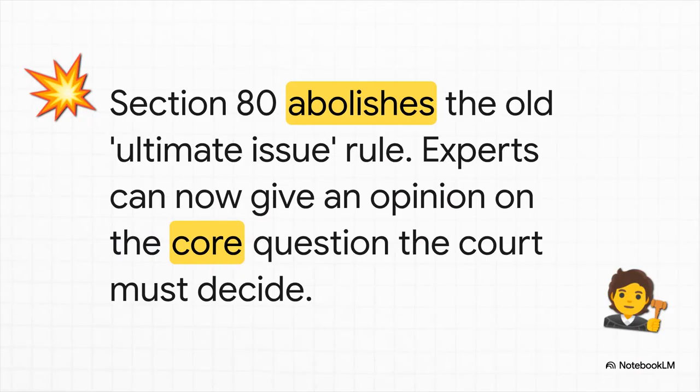The Commonwealth Act also does a lot to modernize the law on expert opinion, and in a really significant way. Section 80 completely abolishes that old, frustrating ultimate issue rule. What this means is your expert can now give an opinion on the very question the judge or jury has to decide, like, for example, whether a person was negligent. This is a massive, massive departure from the common law.